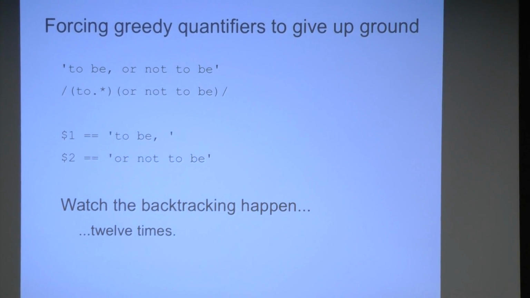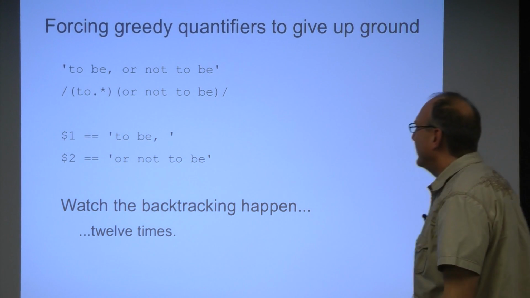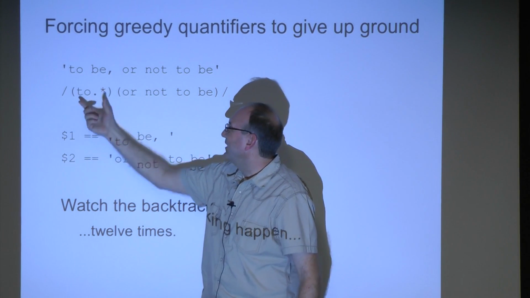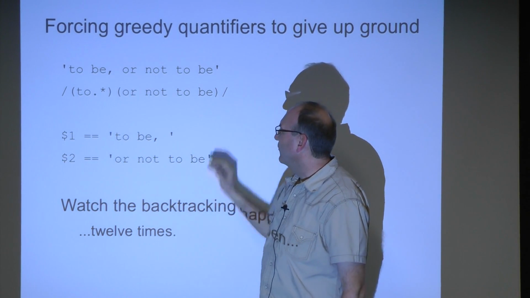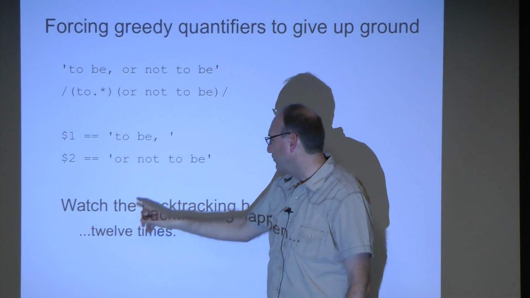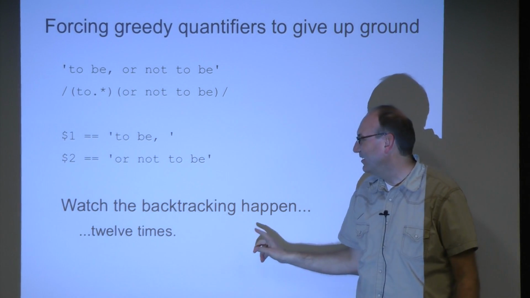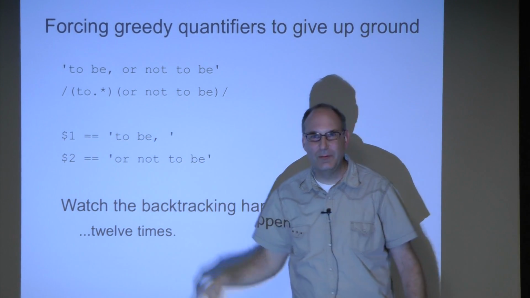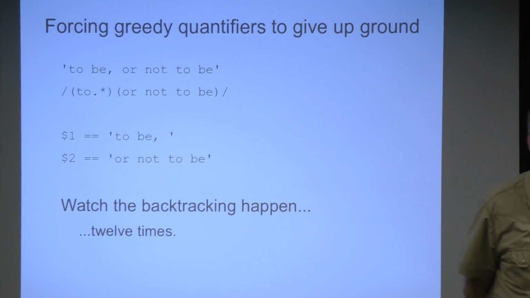Okay. So what we did is we forced the greedy quantifier, this dot star, which tried to capture everything, consume everything. We forced it to give things up, and it only gives it up little by little, one step at a time. So 12 times it backtracked to the start of the pattern and gave up a little bit more each time. Yeah. Can you explain the dot star?